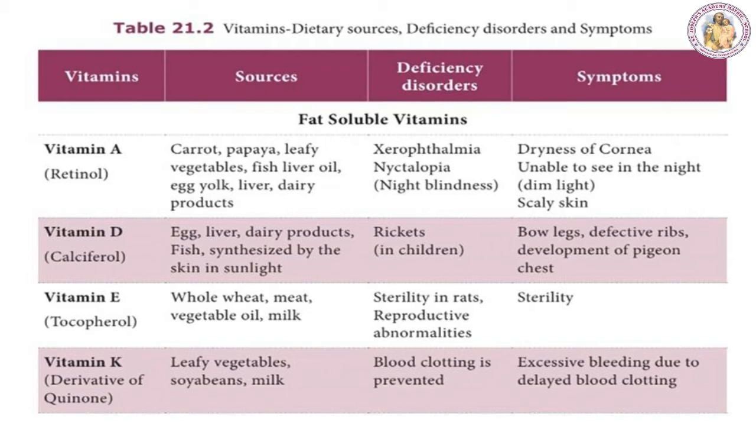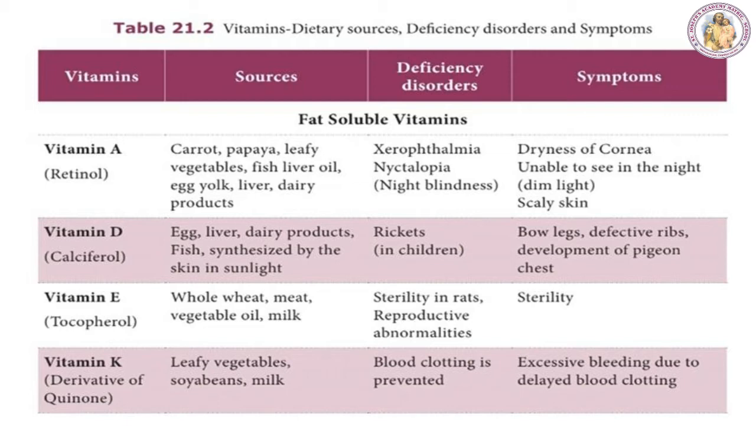Here comes another table of vitamin dietary sources, deficiency disorders and symptoms. We have vitamin A, vitamin D, vitamin E and vitamin K. Vitamin A is found in carrot, papaya and some leafy vegetables, fish liver oil, egg yolk, liver and dairy products. The deficiency disorder is night blindness. The symptoms are dryness of the cornea, being unable to see in dim light, or scaly skin.